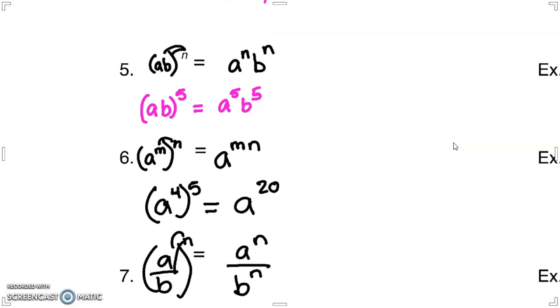Then I have normal distribution. So it's just distribution of powers. So if I have ab to the nth power, the n gets to distribute in and become a to the n, b to the n. Likewise, if I already had a power there, like a to the 4th, I'm going to distribute that 5 in and get a to the 20th. And if they're already in fraction form, I distribute the n to the top numbers and the bottom numbers, so I get like a to the n, b to the n.